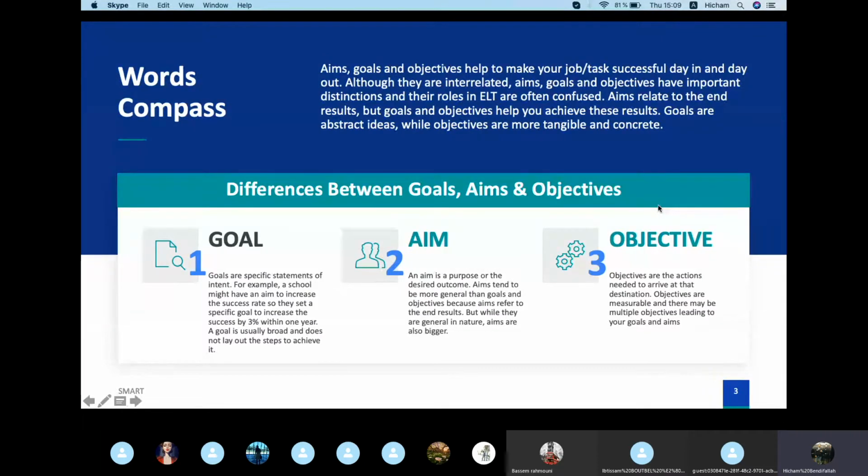Where do you see the difference exactly between goal and aim? From a teaching perspective or from a learning perspective, how can we really say that aim and goal differ? From any perspective, do you think? Or in other words, what is the real difference between goal and aim?